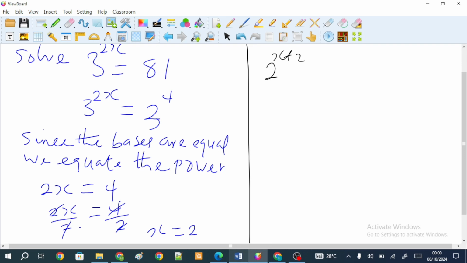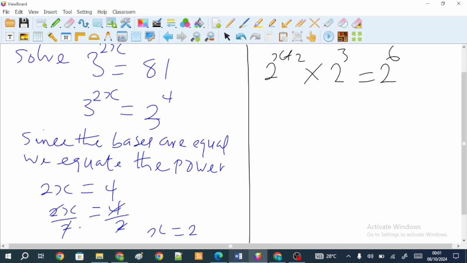2 raised to the power x plus 2 times 2 raised to the power 3 is equal to 2 raised to the power 6. Okay, so look at this equation.